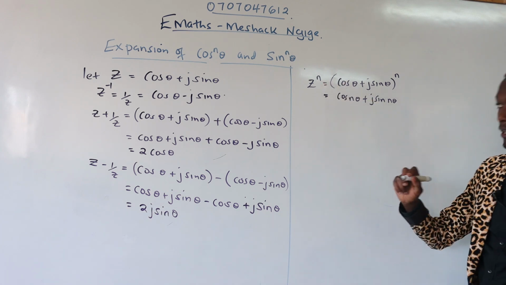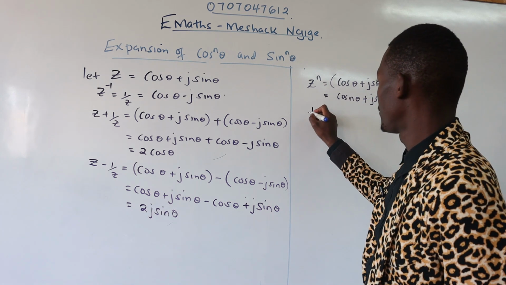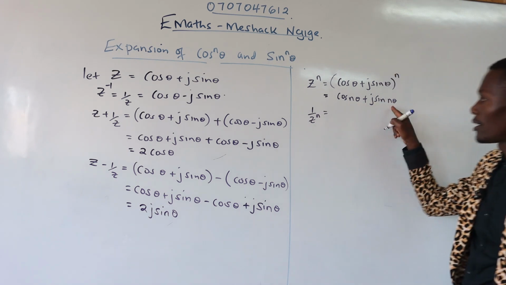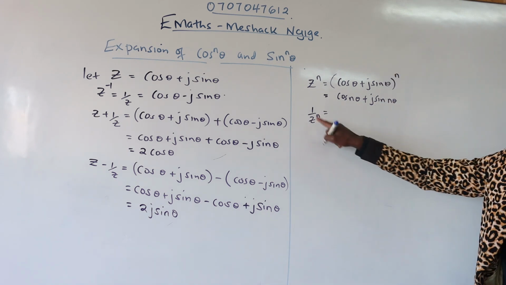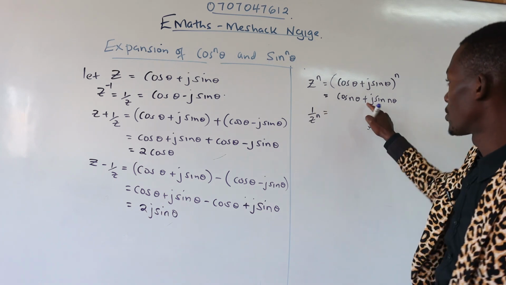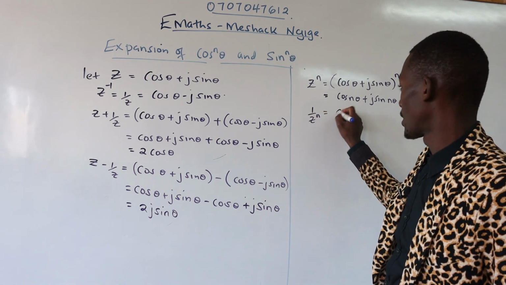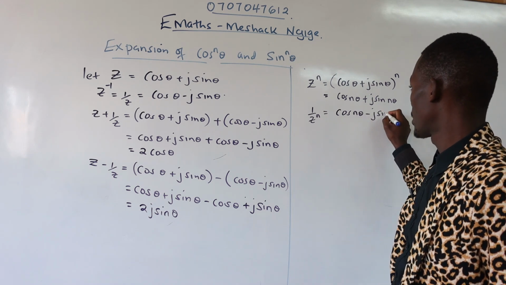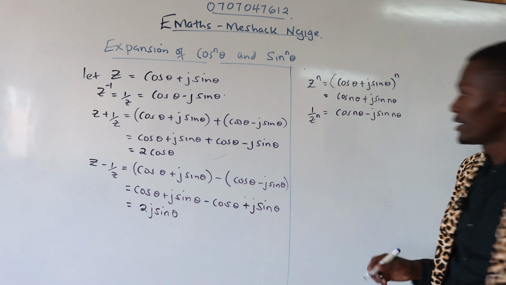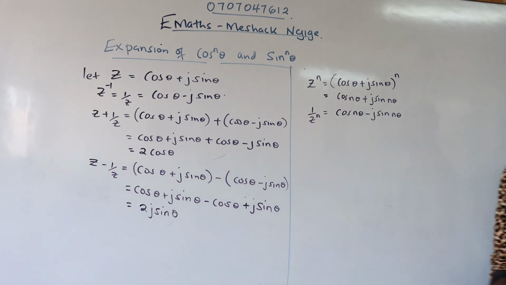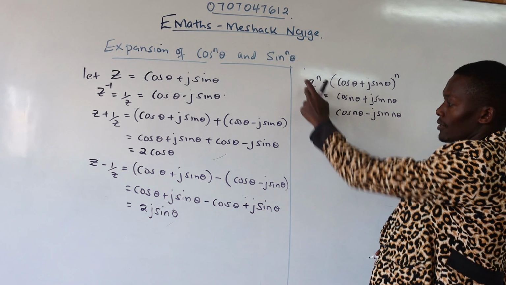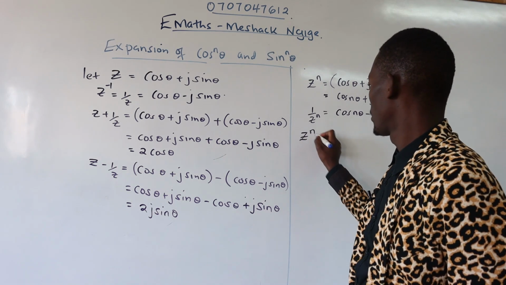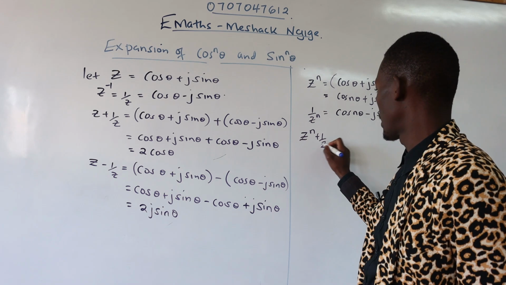So that is our z to the n. And what is our 1 over z to the n? If this one is positive, the conjugate will just be the change of the sign. So we shall have cos of n theta minus j sine of n theta. Now let us add our z to the n and our 1 over z to the n, so z to the n plus 1 over z to the n.